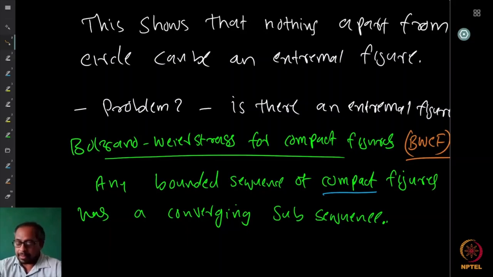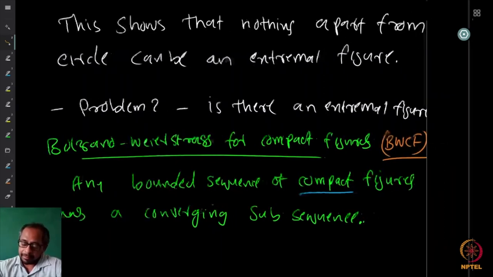So what is a compact figure? We already said what is bounded, right? Now, we also said what is a limit point. So if all the limit points of a set belong to that set itself, then it is called closed. Now, if you have a set which is bounded as well as closed, then it is compact.